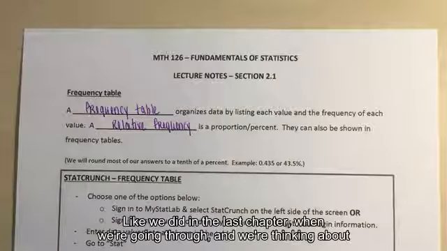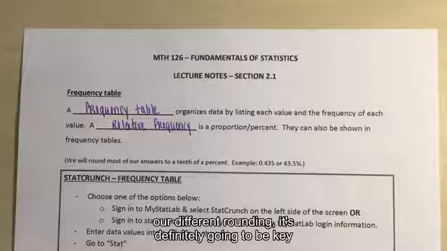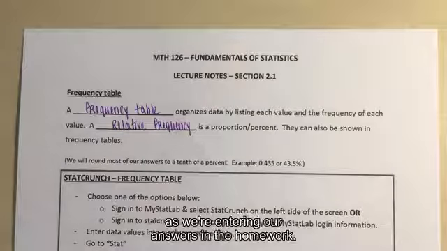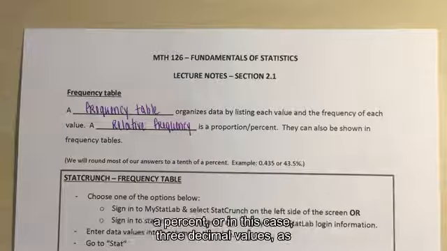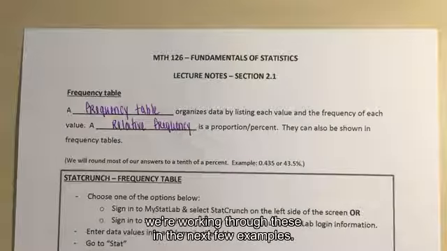Like we did in the last chapter when we were thinking about rounding, it's definitely going to be key as we're entering our answers in the homework. Again, for the most part, you're going to see me round to 0.1%, or in this case, 3 decimal places, as we're working through these in the next few examples.